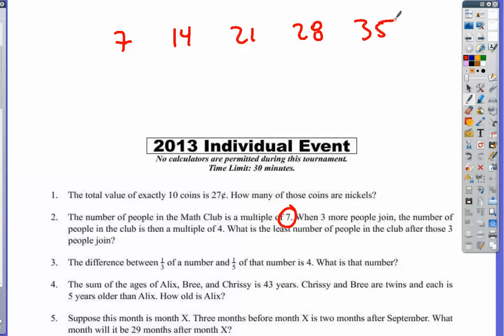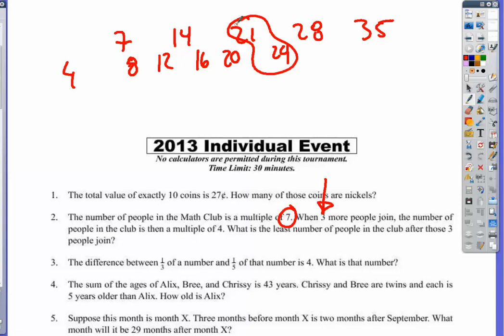And so now let's look at multiples of 4, because when 3 more people join, it's now a multiple of 4. So I'm looking for a number that is a multiple of 4 that happens to be 3 more than one of my multiples of 7. Now obviously we have 4, 8, 12, 16, 20. So far I don't have anything that's 3 more than one of my multiples of 7. Then I have 24. Uh-oh.